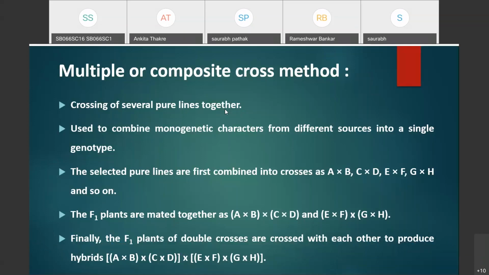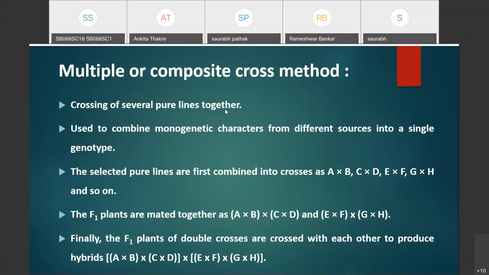Suppose the selected pure lines are first combined. Suppose there is a large number of pure lines, like A, B, C, D, E, F, G, H, and from all these pure lines the desirable characters are to be combined together and transferred into a single variety. Then, in that case, this multiple or composite cross method is used.